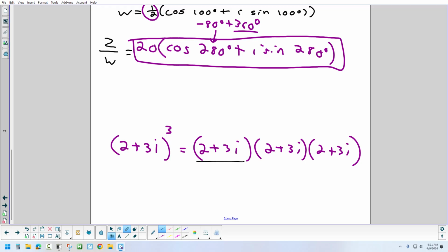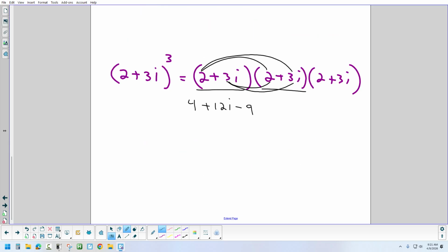Okay, so let's start with this one and this one. 2 times 2 is going to give me 4. What's 2 times 3i? 6i. And another 2 times 3i? 6i. Another 6i. So that's 12i. And what's 3i times 3i? 9i squared, which is really what number? Negative 9. Okay, I'm going to simplify. 4 minus 9 gives me -5. And that's what you get when you multiply the first 2 together.